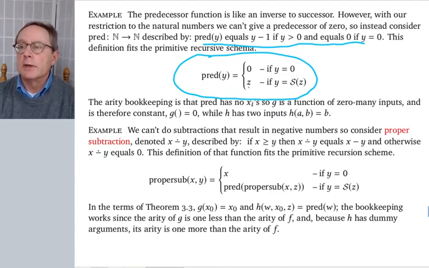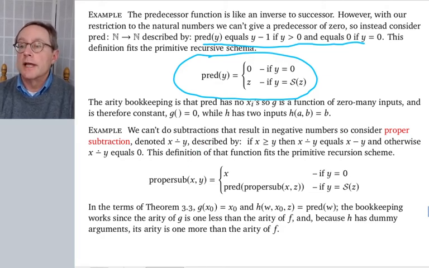Predecessor of y is equal to z if y is a successor of z, and predecessor of y is equal to 0 if y is equal to 0. So the two legs here are 0 and successor. The arity bookkeeping works out. I'm not going to go through that.